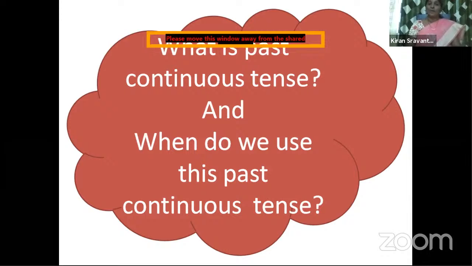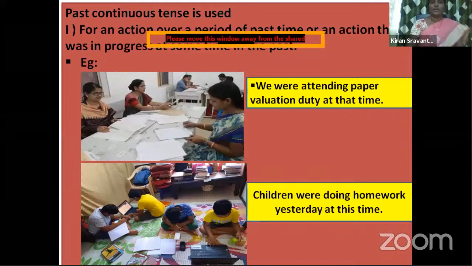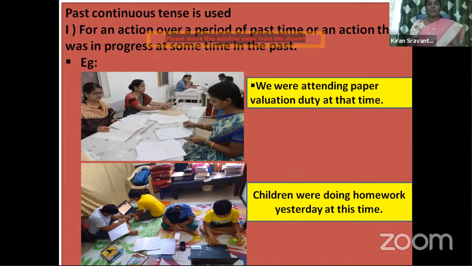And when do we use this past continuous tense? We'll see. So for example, for an action over a period of past time or an action that was in progress at some time in the past, that means at so and so point of time in the past, so and so action was in progress, that means it was going on at some point of time in the past.